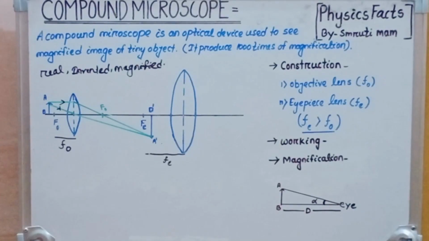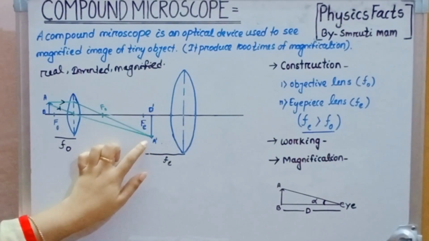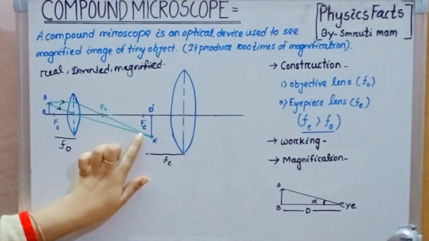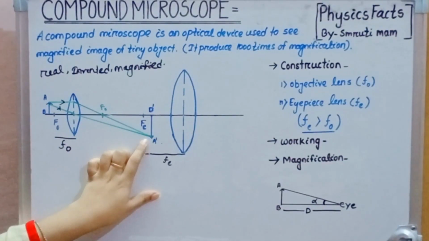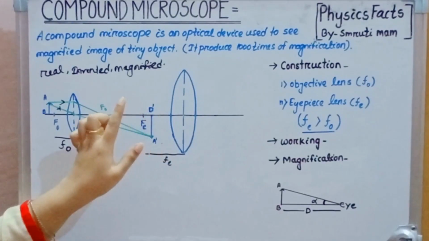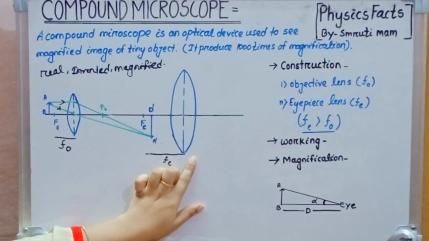Now, in the case of the eyepiece lens, what is the characteristic of the image? The image A prime B prime is the one produced by the objective lens. This image A prime B prime acts like an object for the eyepiece lens.